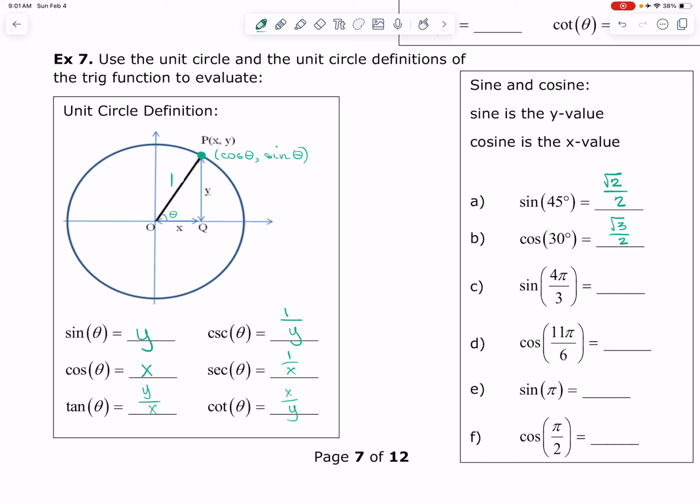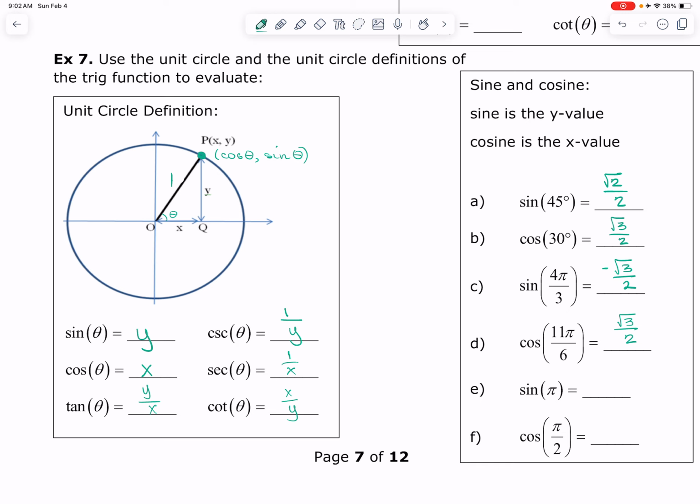The sine of 4 pi over 3. Again, 4 pi over 3 is going to land in that third quadrant. I know my sine is going to be negative. And I know for that pi over 3 family, my sine is the longer side. So I get negative square root of 3 over 2. Cosine of 11 pi over 6, that lands us in quadrant 4. Cosine is positive. And in that pi over 6 family, our cosine is square root of 3 over 2.